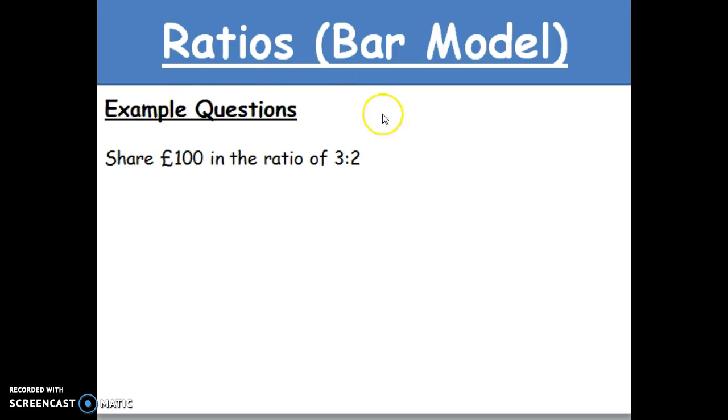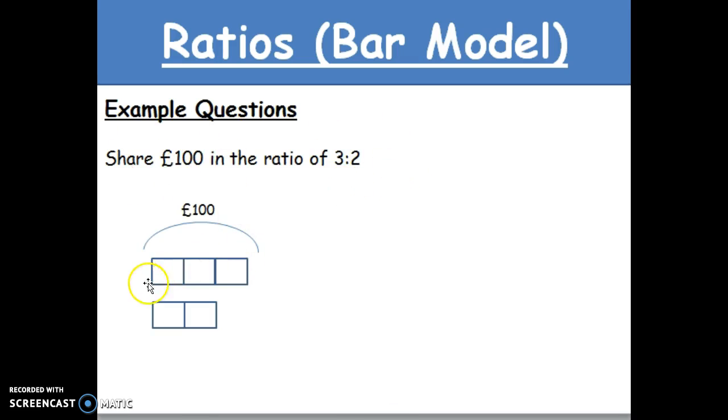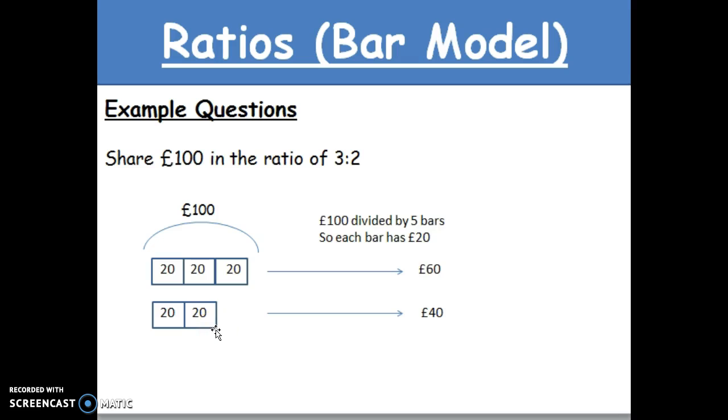Okay, so an example question. The very first thing is I'll focus on this, the 3 to 2. Then I'll focus on the total later. So I'm going to draw 3, 1, 2, 3, 1, 2, and then I focus on the 100 pounds. Basically, you need to think about that 100 pounds being divided up into 5 equal boxes. So if you do that, we can see that 100 divided by 5, so each bar gets 20. 20, 20, 20, so the first one gets 60, and the second one gets 40.